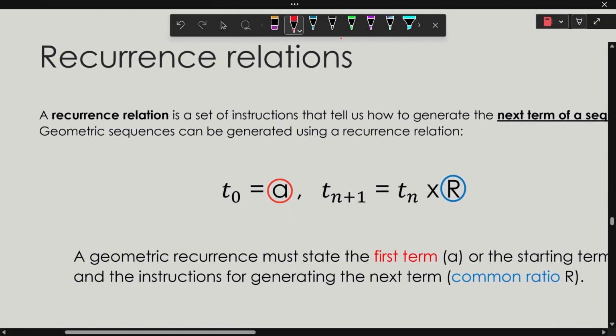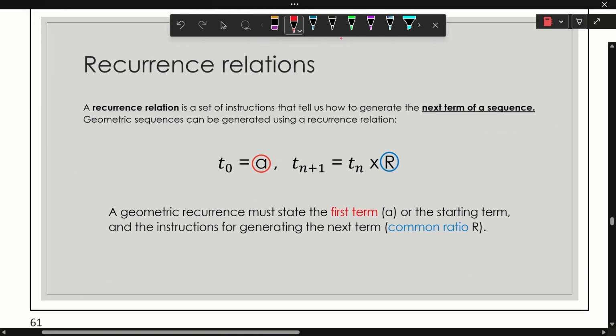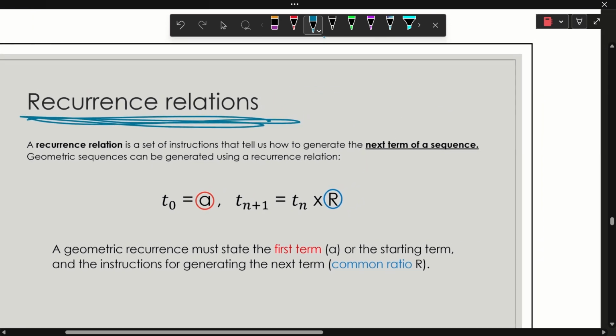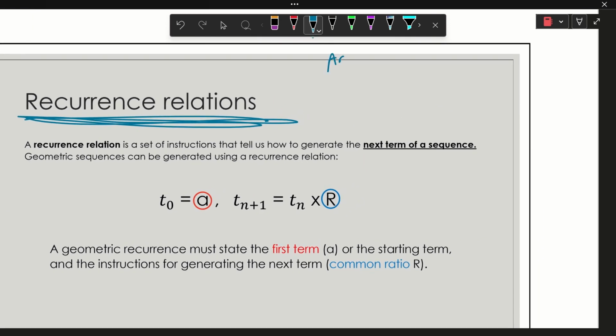So for that question, when it comes to recurrence relations, that number you're multiplying by is what you call the ratio. We all know that already. Because to get the next number in geometric, you're multiplying by a number of some sort. Now, when it comes to recurrence relations, I'm going to write this back here, and I want you to write this too. For arithmetic recurrence, it looks like this. T0 equals starting number.